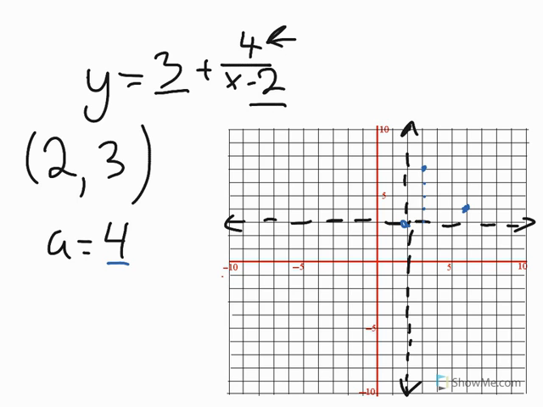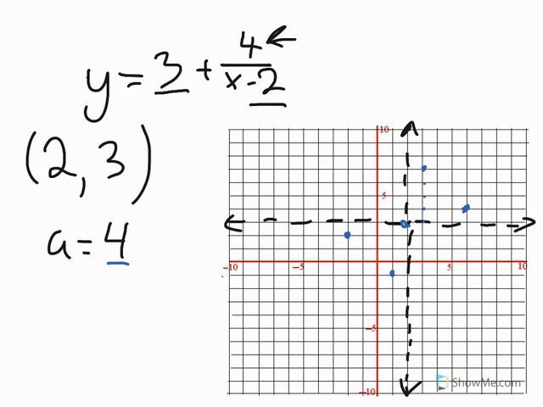Now we're going to do the same thing going back 4 and down 1 to get the point right there, and then left 1 and down 4 to get the point right there. So those 4 points are actually on our hyperbola, or rational function graph.